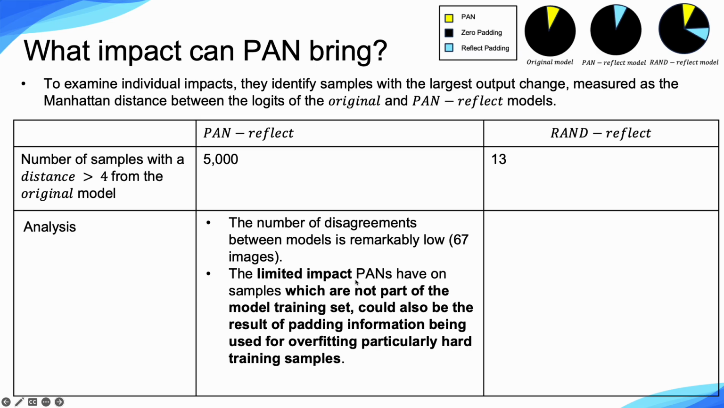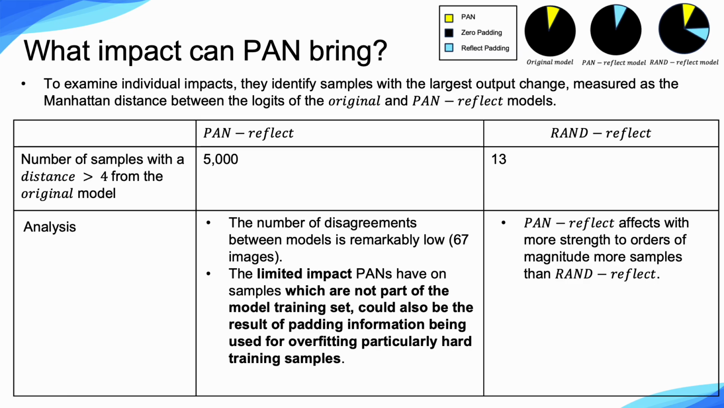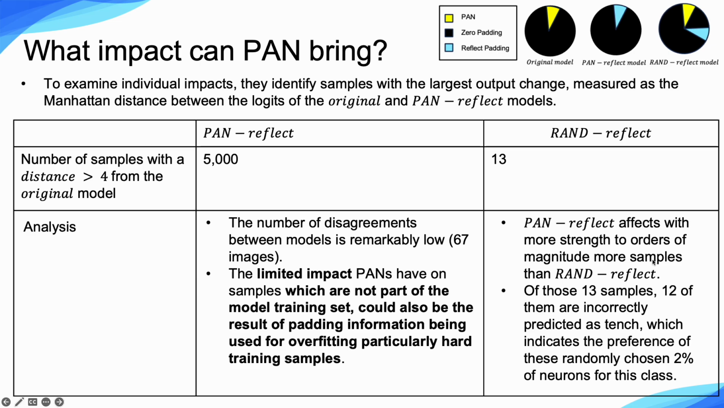The limited impact PANs have on samples which are not part of the model training set could also be the result of padding information being used for overfitting particularly hard training samples. And PAN reflect affects more samples, by strength and by an order of magnitude, than random reflect. Of those 13 samples, 12 of them are incorrectly predicted as tangent, which indicates the presence of this class in the randomly chosen 2% of neurons.